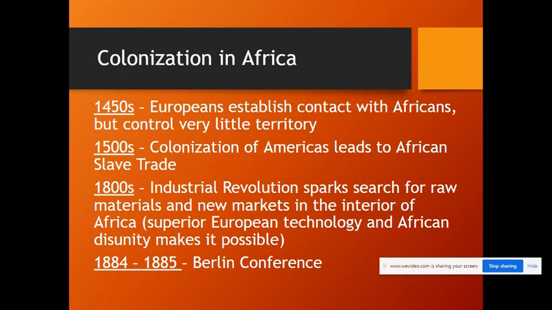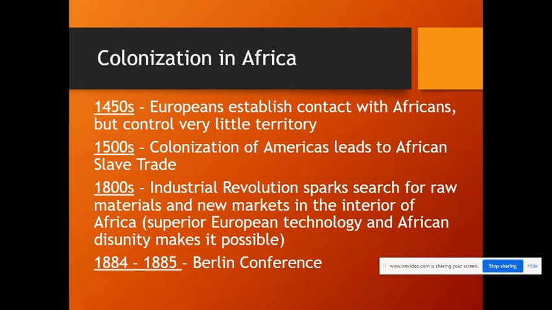Just as a quick overview of the colonization of Africa, in the 1450s, Europeans had started to establish more and more contact with Africa. There had always been trade across the Mediterranean and across Europe, Asia, and Africa. But in the 1450s, there was very little control of territory.